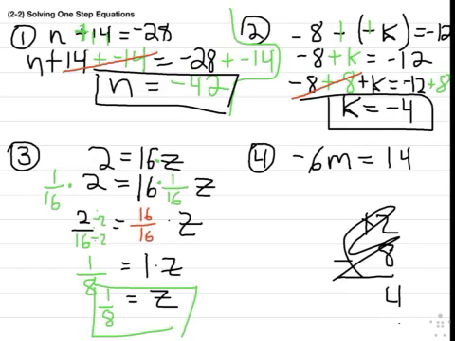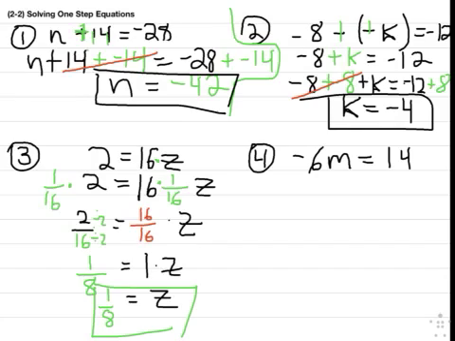Okay, let me erase this stuff. This is our scratchwork from before. I didn't have to do that, just extra steps to make sure I'm doing everything right. So here, again, same kind of thing. What's happening to m? We ask ourselves, what's happening to m? Well, we have a negative 6 times m. So let's apply the inverse operation of multiplication. That's multiplication by the reciprocal.